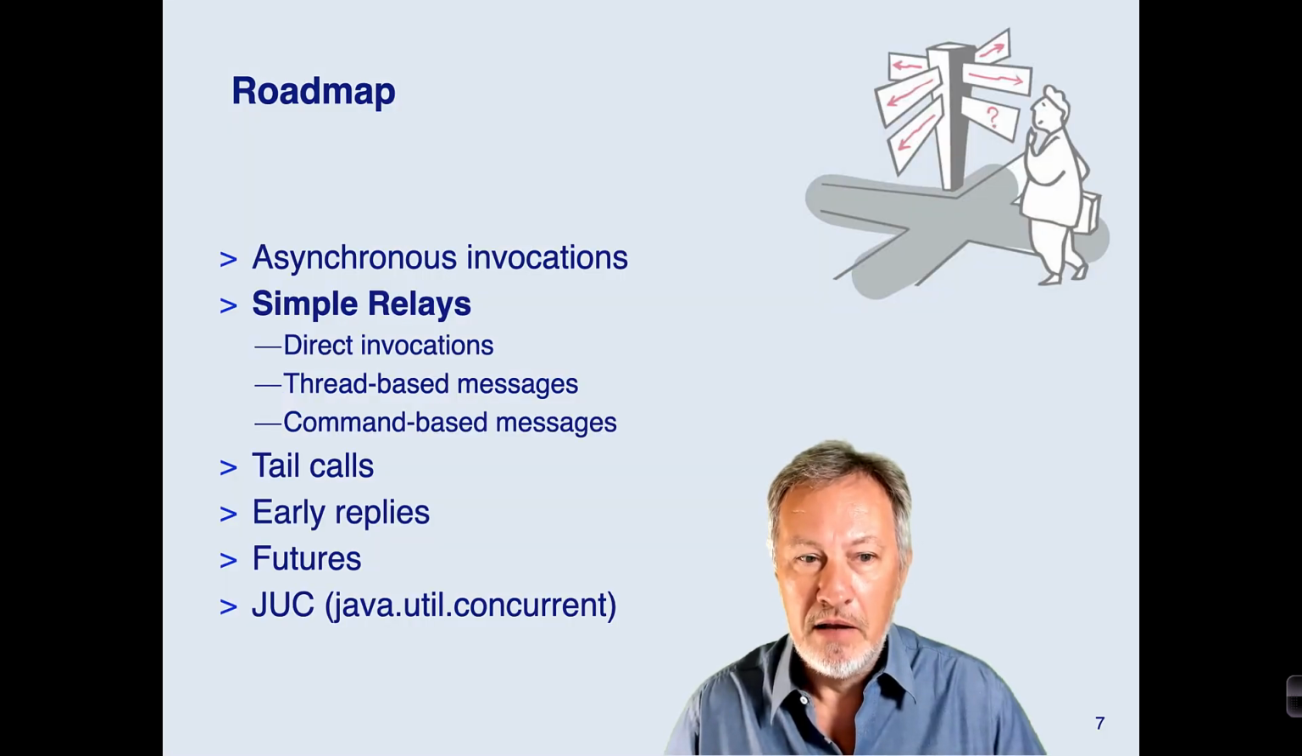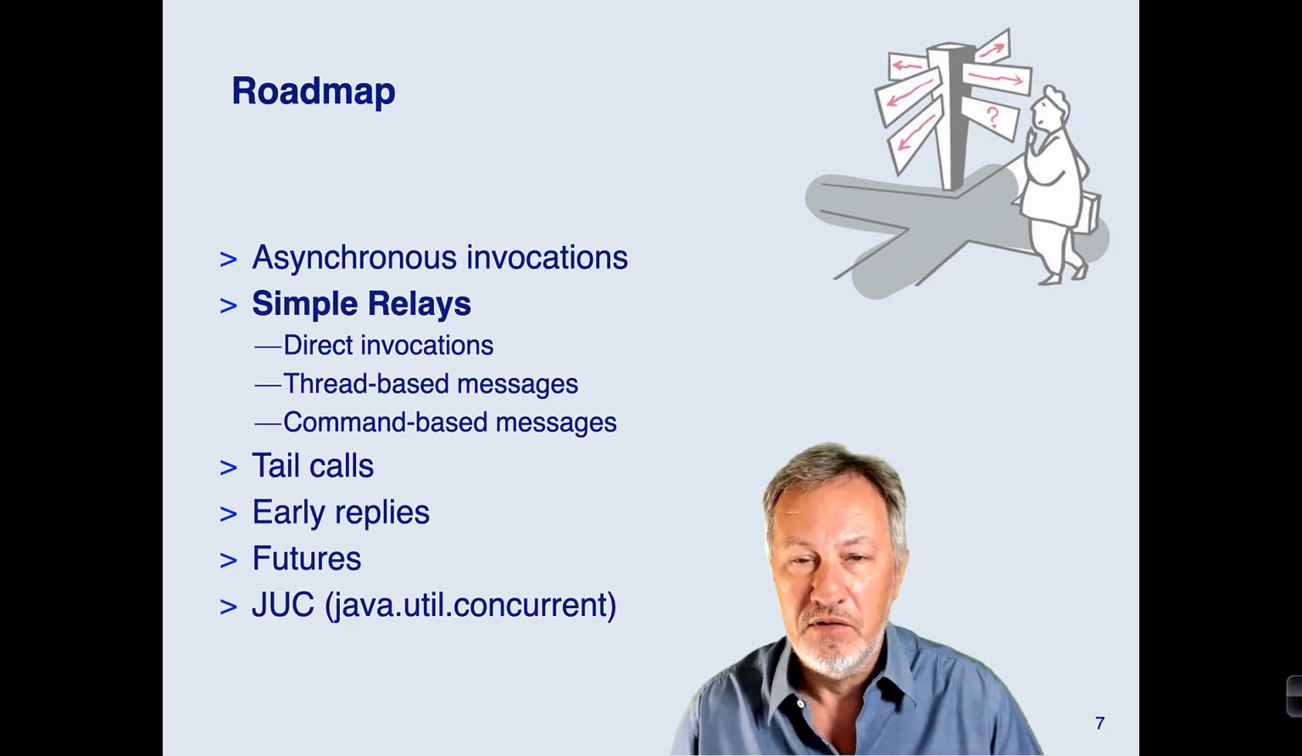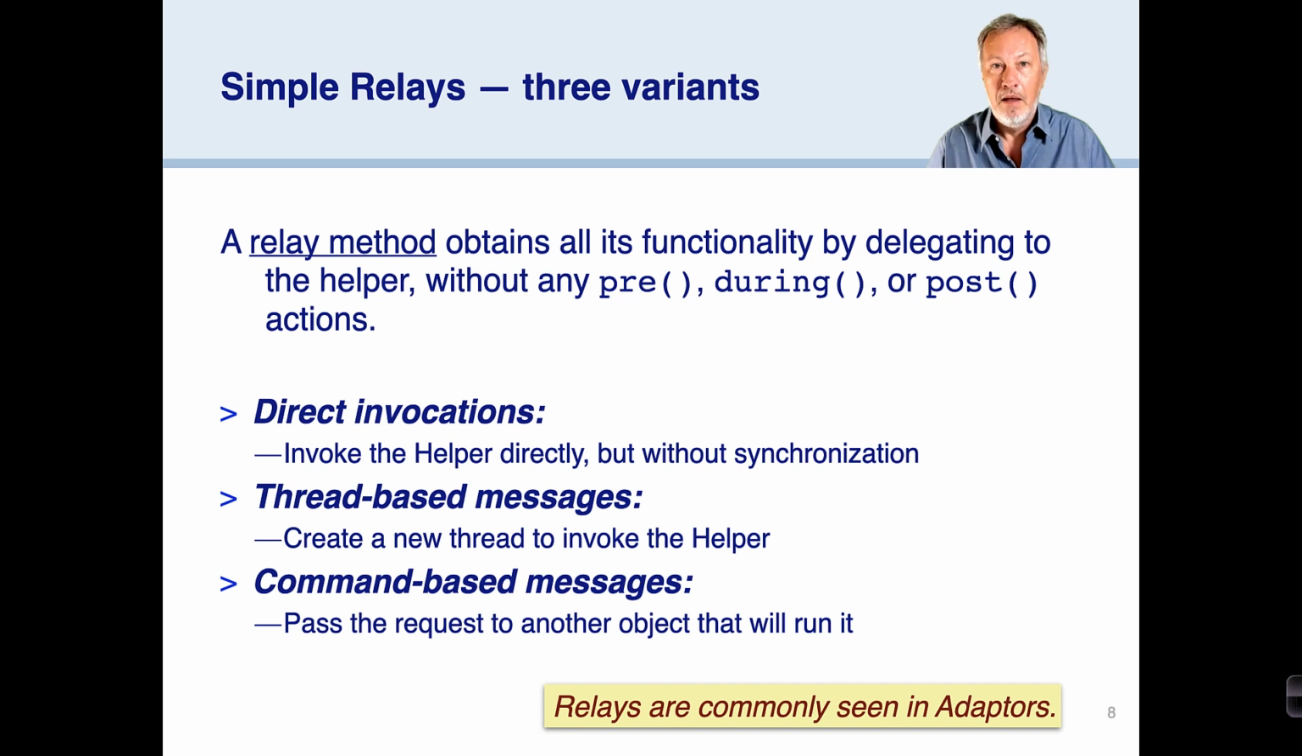Let's start looking at a number of concrete cases. We have 4 general groups and some subcategories for each of these. First is the case of simple relays. A relay method is a method that gets all its functionality by delegating to the helper. That means we only have the invoke helper code. There's no pre, there's no during, there's no post. So this is the absolute simplest case. The host doesn't do very much at all, except passing a task on to a helper.